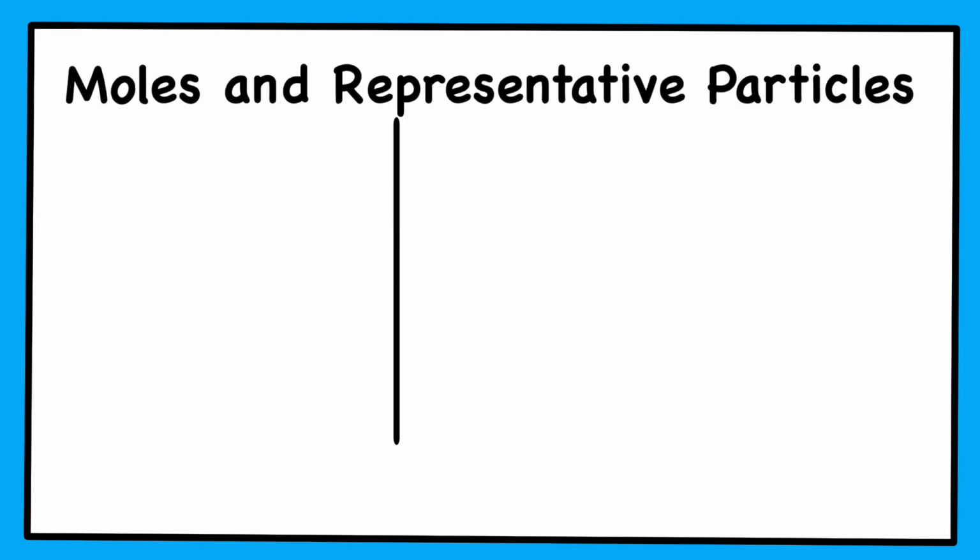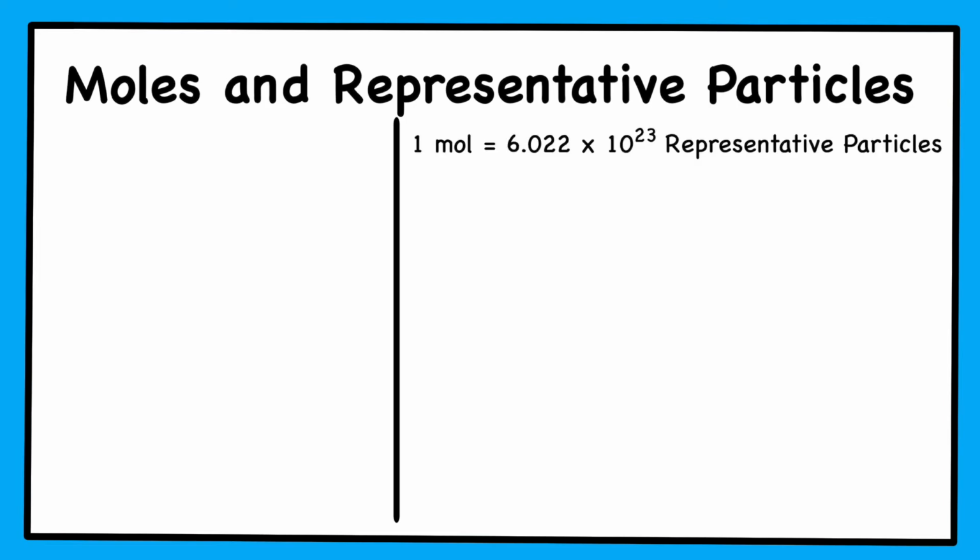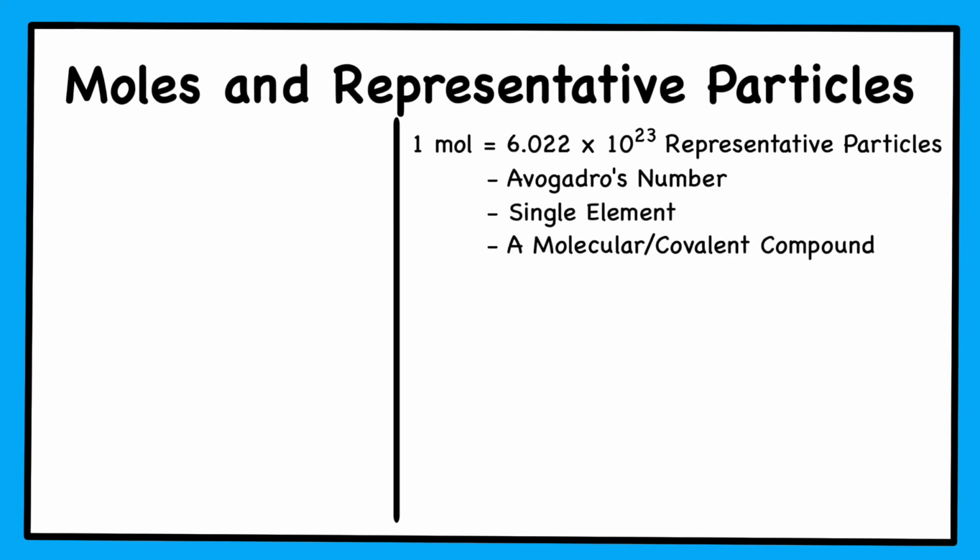Through years of experimentation, it has been established that 1 mole of a substance is 6.022 times 10 to the 23rd representative particles of that substance. This is known as Avogadro's number, and you might as well commit this to memory because you're going to be using it a lot. Whether we are talking about a single element like copper, a molecular or covalent compound like water, or even an ionic compound like sodium chloride, 1 mole of that substance equals 6.022 times 10 to the 23rd representative particles of that substance.